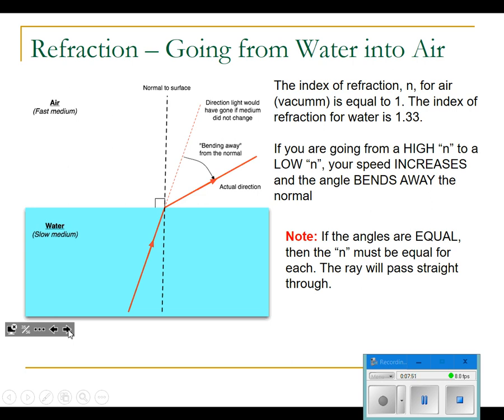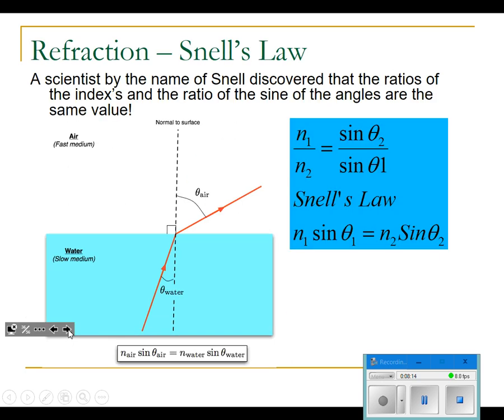So really, when we think about the light coming through the window, it refracts from the air as it comes into the window, and then as it comes from the window back into the air of my classroom, it refracts again. So every time it reaches an interface between two mediums, or a boundary between two mediums, it's going to refract if the indexes of refraction are different.